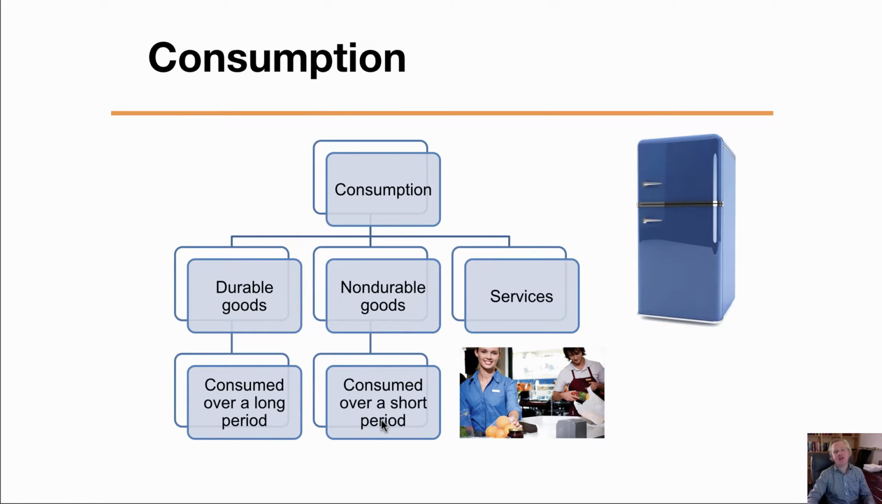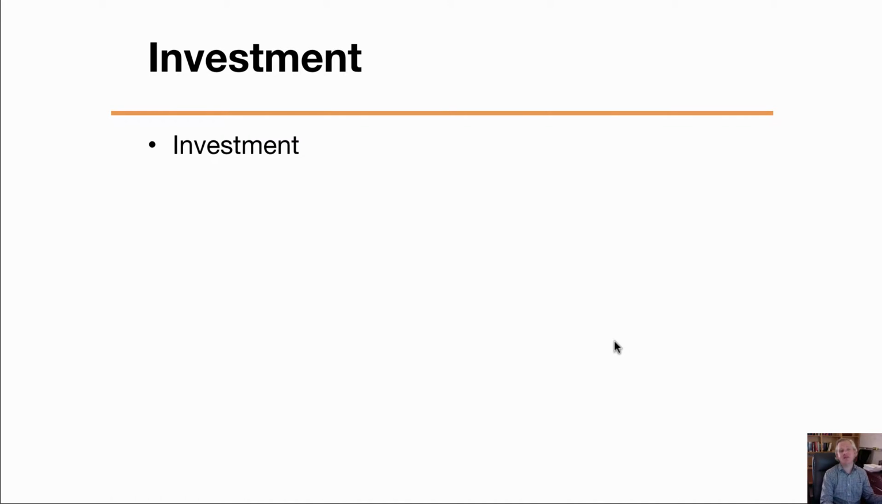A non-durable good is a good that's consumed over a short period of time. So raw materials might be non-durable goods. A sandwich is a non-durable good. Things like that. And then, of course, we have the service economy, which, as we mentioned earlier, has become an increasingly larger part of the U.S. economy. Okay, so what about this investment thing?